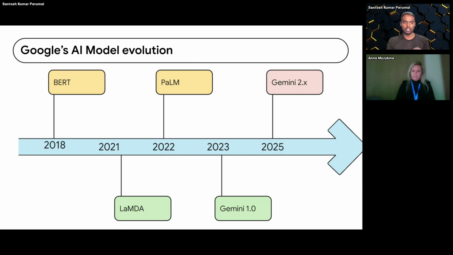Then just a hierarchy, I would say the evolution of Google's LLM, started with BERT, Bidirectional Encoder Representations from Transformers, then LaMDA, then we went with PaLM. Now we are in the era of Gemini. So this is just the evolution of how Google went through.